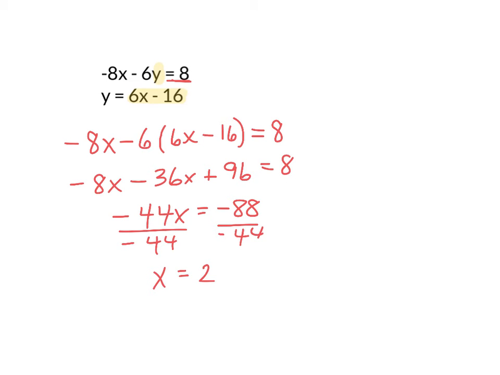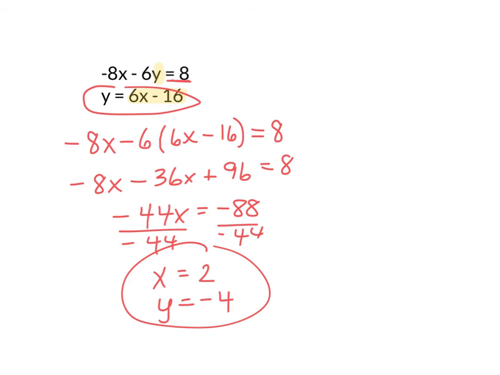And again, now I need to solve for y. I go back and substitute it into whichever equation looks easier. To me, that's this one. So that's 6 times 2 is 12 minus 16, so y would be minus 4. Okay, so it's substituting an expression into the other equation.